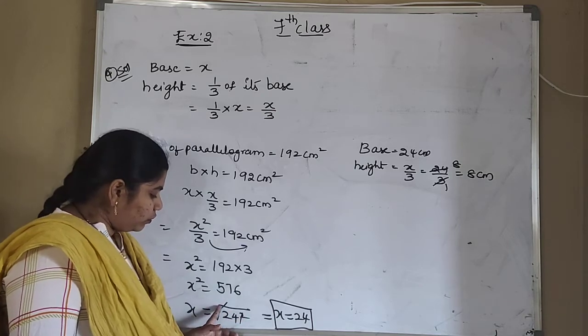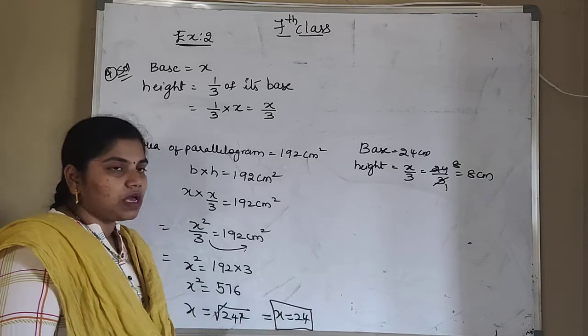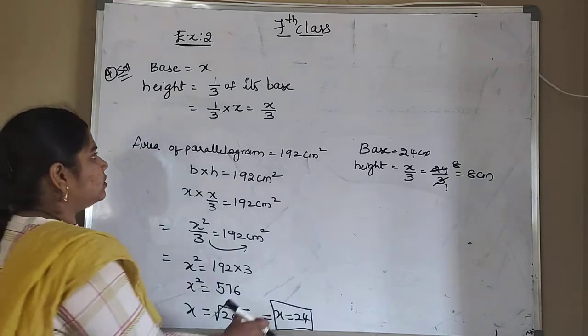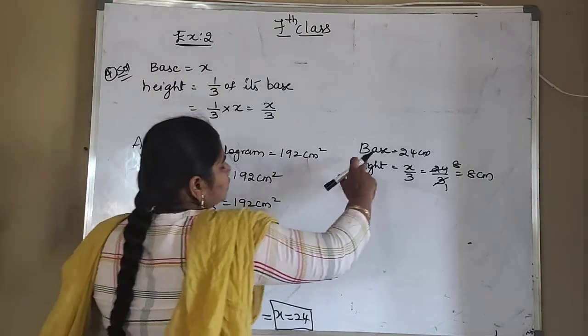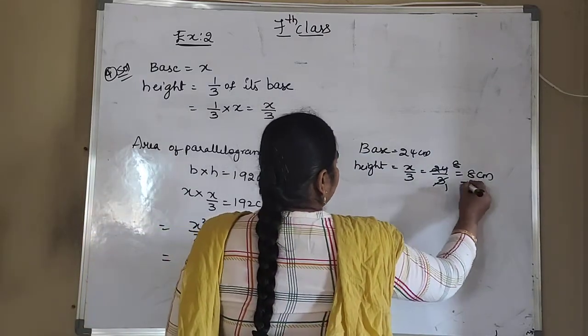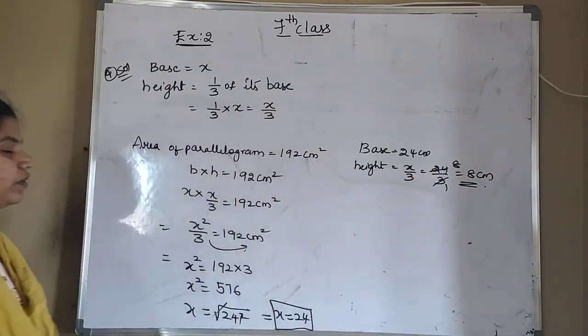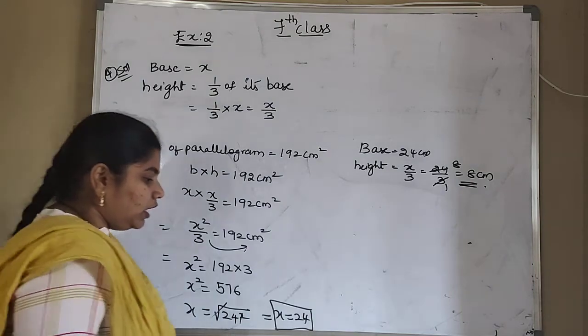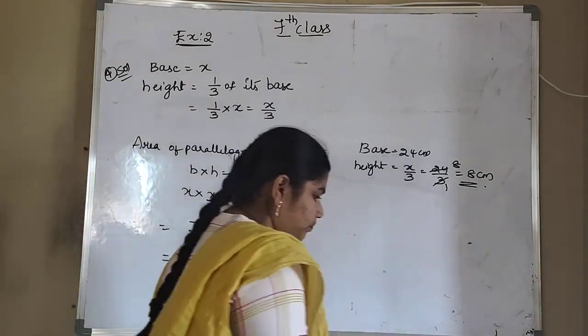This square root will get cancelled. So x value is how much? 24. So x is nothing but the base value. So base value you got as 24 and height value is 8 centimeters. So this is our fourth solution. Okay, so next one, fifth one.